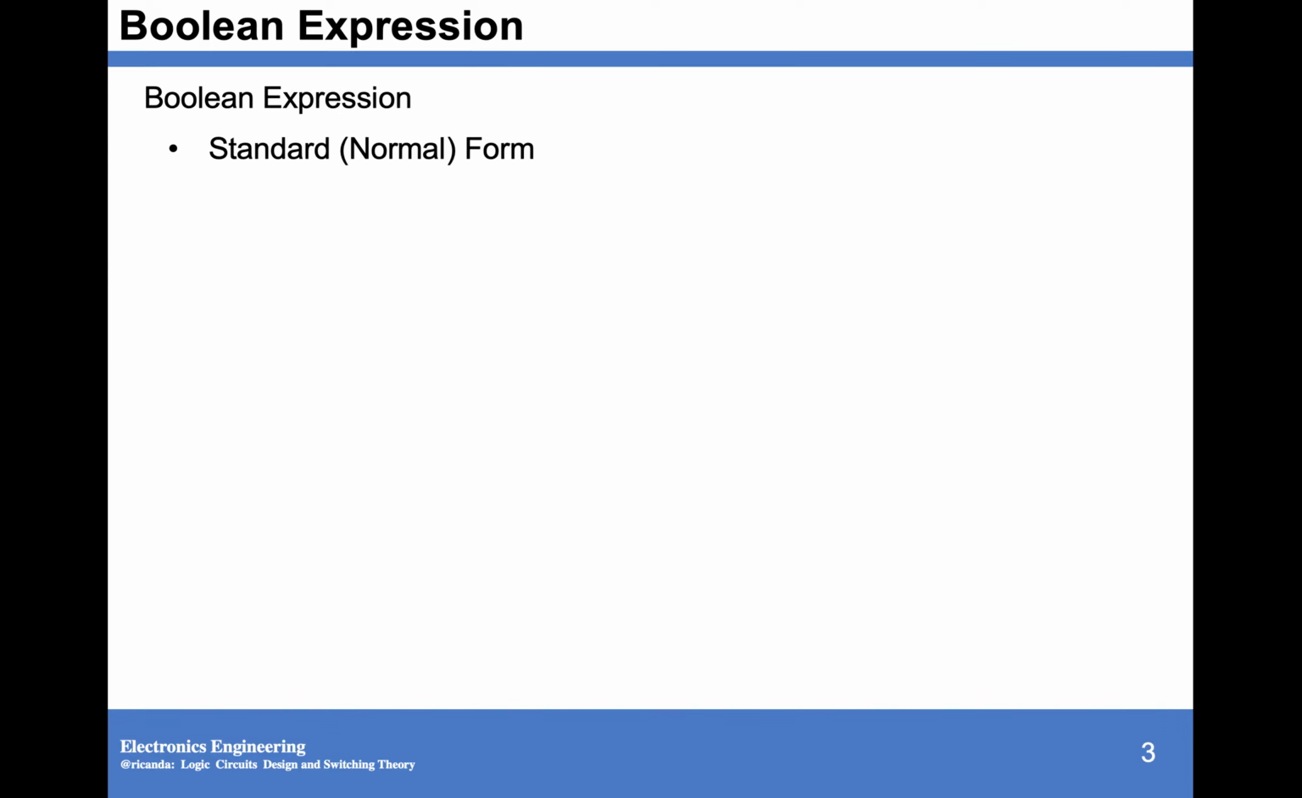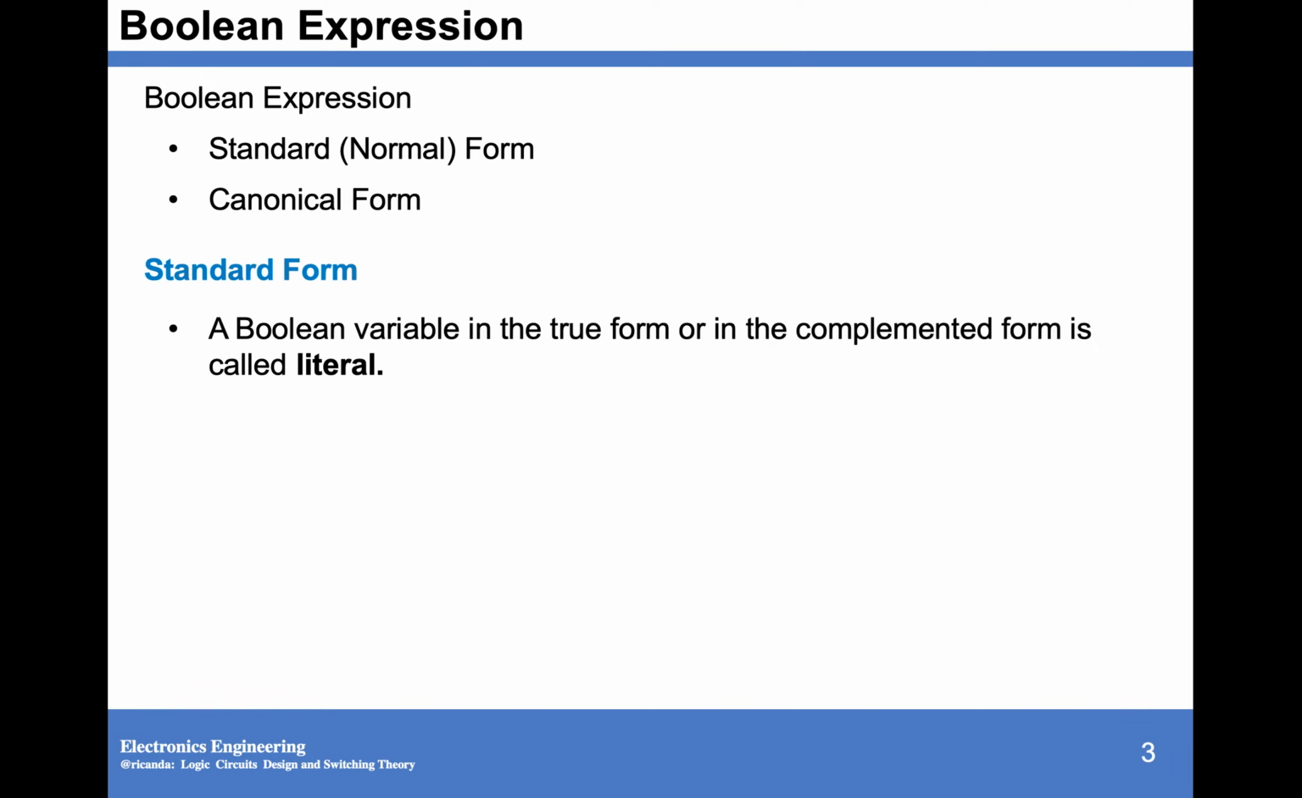So we have two types of Boolean expression. We have the standard form or normal form and the canonical form. For a standard form, a Boolean variable in a true form or in the complemented form is called a literal. If we have A, that is also A bar. If we have B, that is our true value. B bar is our complemented form. We have C or C bar, D or D bar.